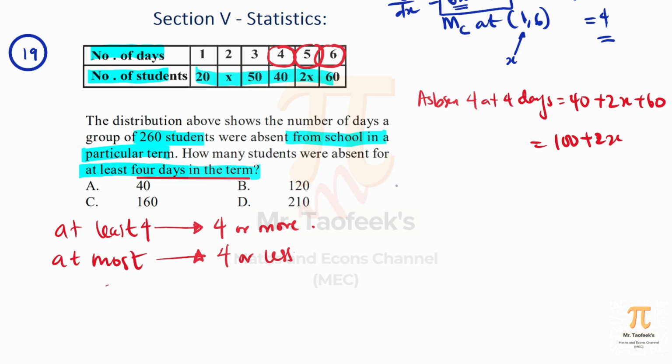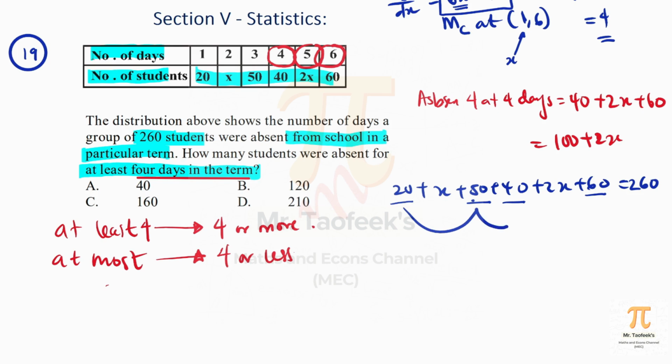So let's quickly find x. 20 plus x plus 50 plus 40 plus 2x plus 60, which is equal to 260. So 20 plus 50 plus 40 plus 60, what do we have? 20 plus 50 is 70. 70 plus 40 is 130. 130 plus 60 will be 190. And there are x plus 2x, that is basically 3x equal to 260.